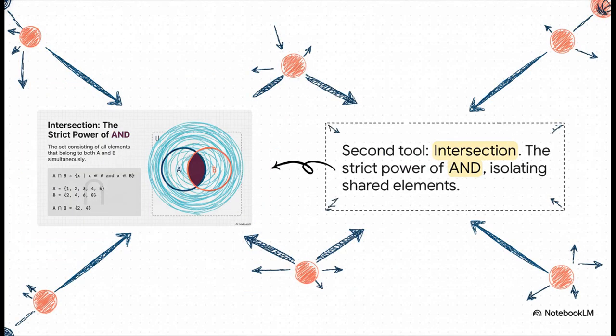Next up, we've got the intersection. So if union was all about expansion, intersection is all about precision. Its keyword is AND. An element is only included if it's in set A, and at the same time, it's also in set B. And what I love about this slide is how that Venn diagram just perfectly isolates that one little overlapping area. It's the common ground, the only thing they share.